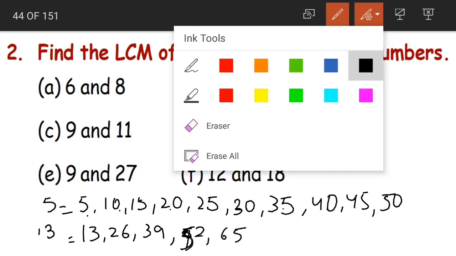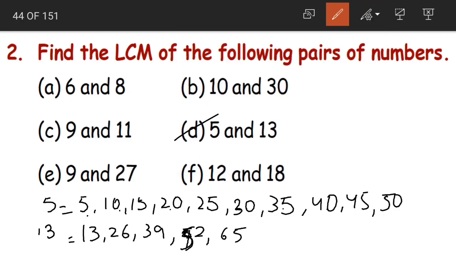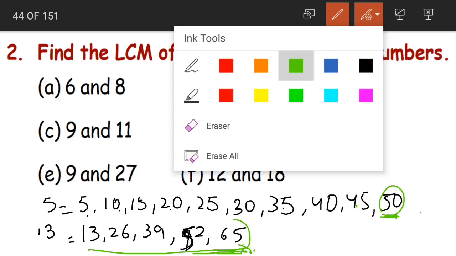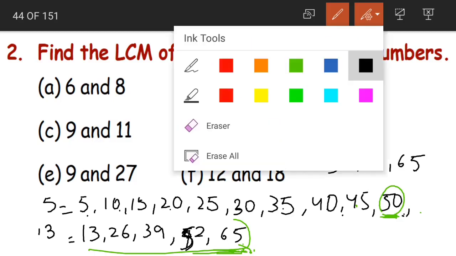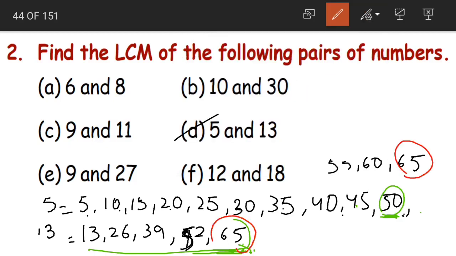Okay, now if you look at the numbers here, we have gone till 65, but yet we did not find any common multiples. Here we have written only 50, right? Here we have gone beyond 50 till 65, but we did not find any common multiples. That means we need to write a few more multiples of 5. 5 11s are 55, 5 12s are 60, 5 13s are 65. There we have our least common multiple, that is 65.